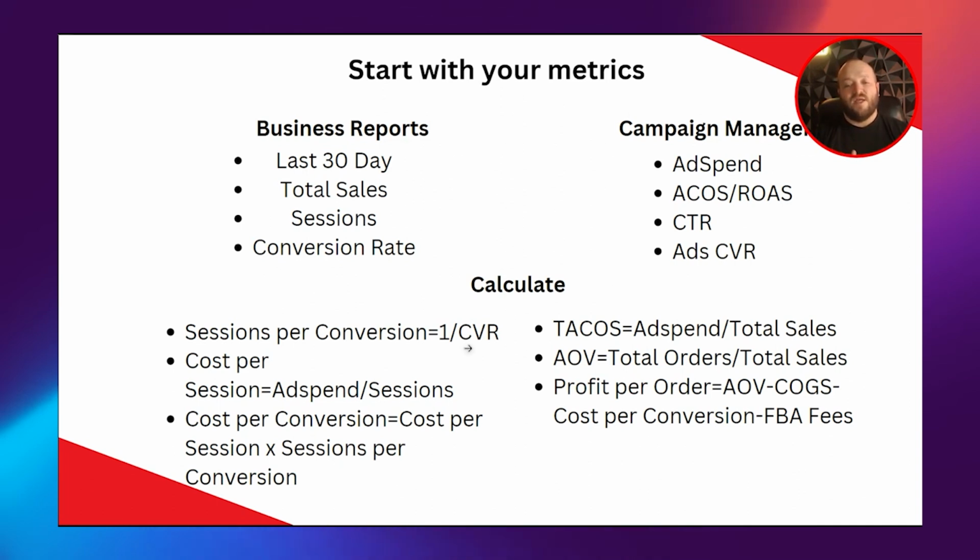And then we have your average order value, which is your total sales divided by your total orders. It's just going to help us figure out exactly what each sale is worth. And then we've got your profit per order, which is going to be your average order value. So track your cost of goods sold, which is just what it takes to manufacture and ship into Amazon. And then we have your cost per conversion and your FBA fees. All of that is going to give you your profit per order, right?